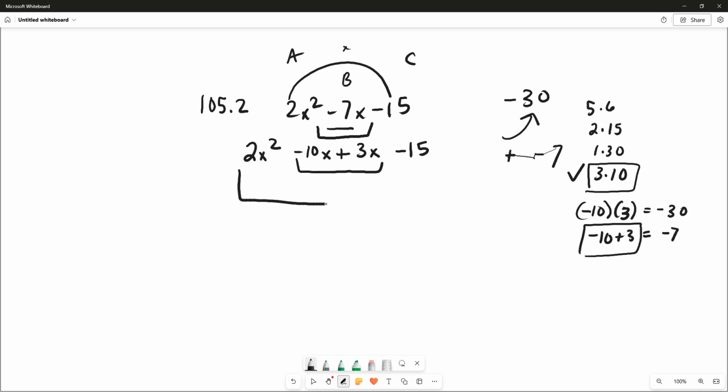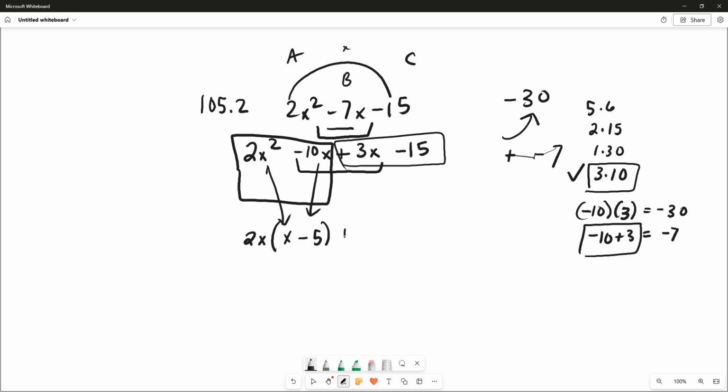I'm going to look at these first two terms and see what they have in common. They have an x in common for sure, but they also have a 2 in common. If we pull out the 2 and the x, that would leave me with an x here, right? And then here, it would leave me with a minus 5. Now let's look at our next two terms. What do they have in common? They have a positive 3, which would leave me an x and a minus 5.